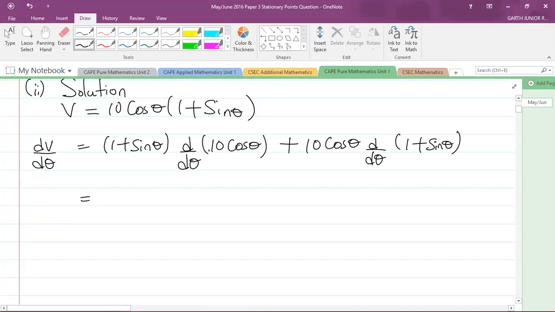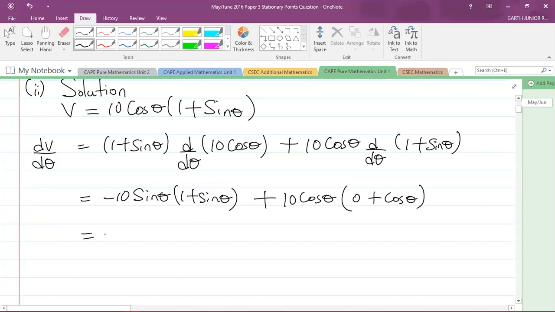This is now equal to, when you differentiate cos theta, you get a negative sine theta, right? So what you're going to have here is just a negative 10 sine theta for the derivative. Okay, so that's negative 10 sine theta. And you're multiplying that by the 1 plus sine theta on the outside. Okay, plus 10 cos theta multiplied by the derivative of 1 plus sine theta. When you differentiate 1 with respect to theta, you get 0, right? When you differentiate a constant, you get 0. And when you differentiate sine theta, you get cos theta. All right, so those are things that you should know.